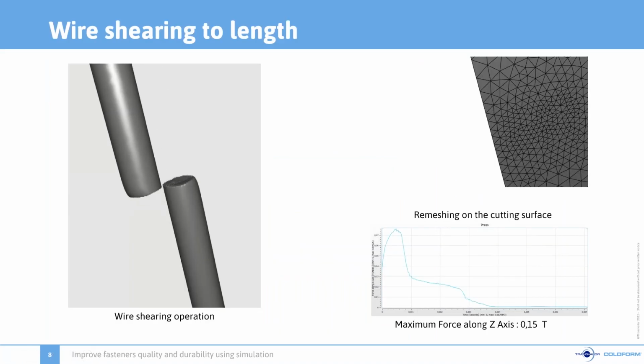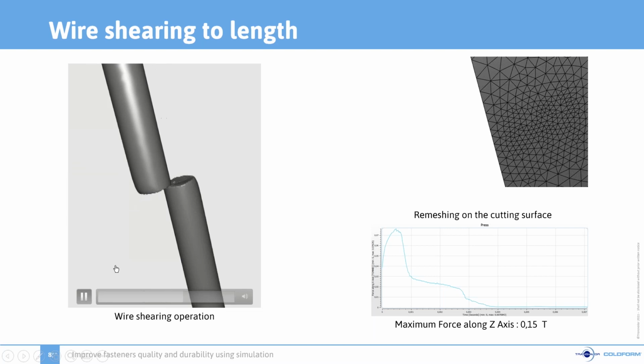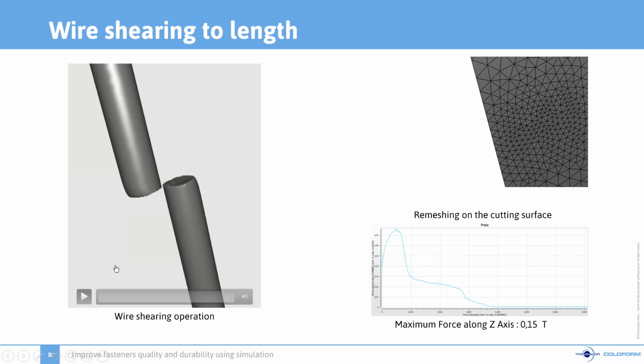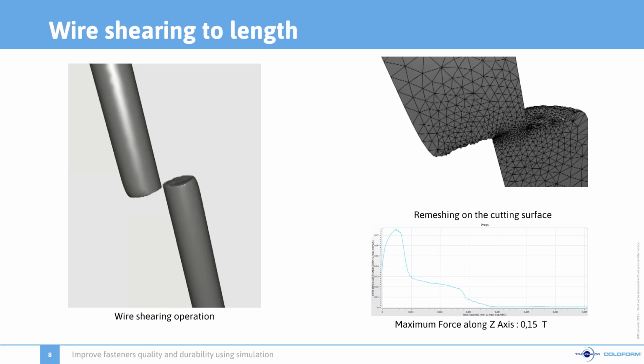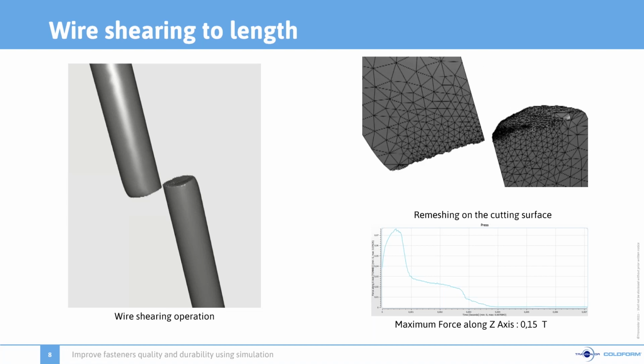You may have questions concerning the wire shearing to length operation which precedes the shaping. In this animation, we see the shearing operation. This operation can be modeled and the sheared surface can be predicted accurately thanks to the adaptive remeshing technique developed in the software. To the right here, we see the video of the remeshing adapted on the sheared surface. It is possible to measure the force; here we see the force needed to make the shearing operation. Here the force has been multiplied by 2 since a symmetry plan has been used in this simulation.